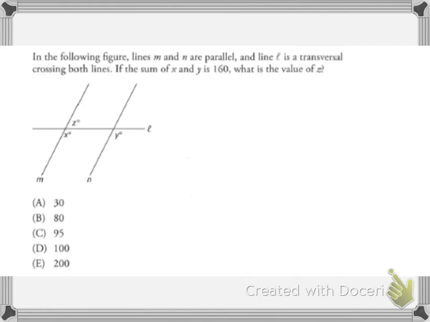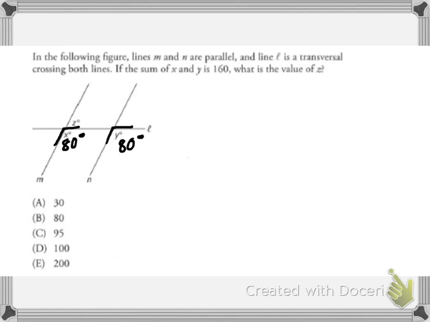Next one. In the following figure, the lines M and N are parallel, and line L is a transversal crossing both lines. If the sum of x and y is 160, what is the value of z? Well, these two angles right here, x and y, are corresponding angles, which means they're the same angle. So if they're exactly the same and the sum of them is 160, this one has to be 80 and this one has to be 80. Because they have to add up to 160, but they have to be the same.